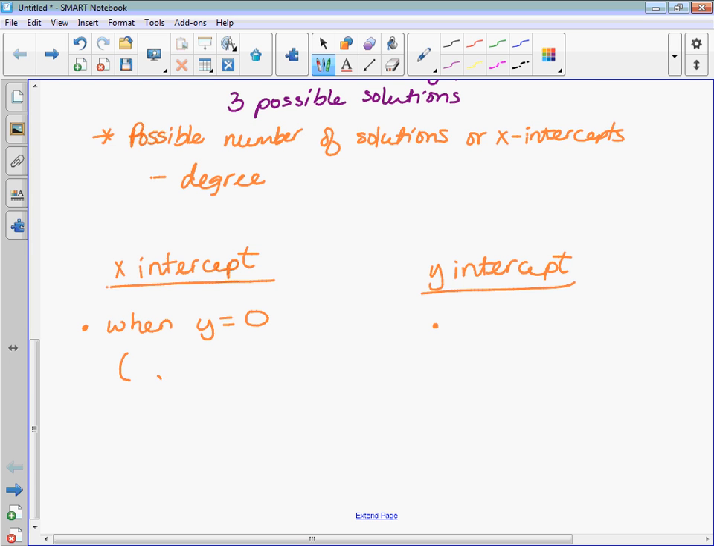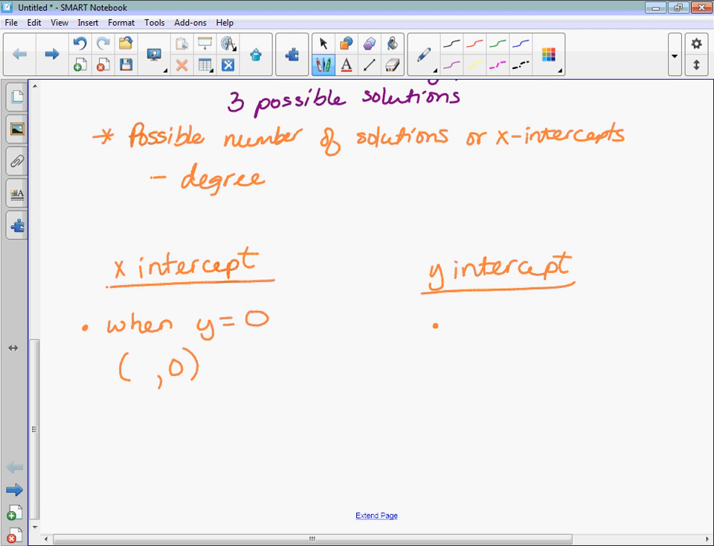You're going to write them as ordered pairs. So it's going to be something, comma, 0. And finding an x-intercept usually involves a little bit of work. Usually some factoring, setting things equal to 0, stuff like that. And you could have more than one. Okay. What about your y-intercept?